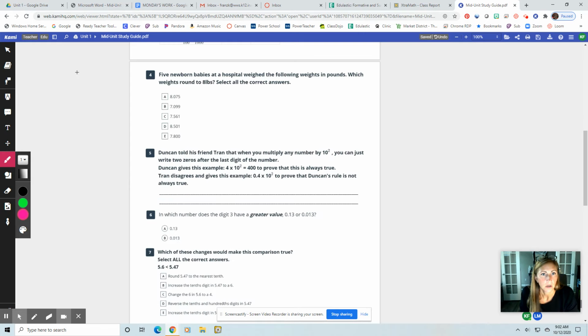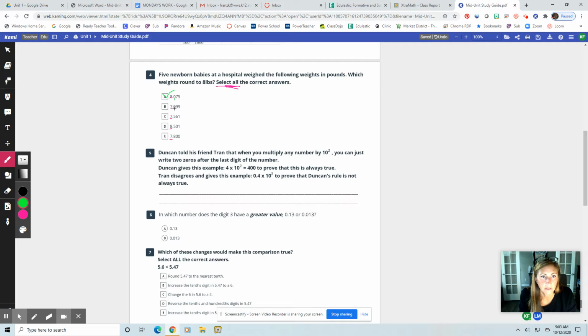Awesome. Okay, what about these? 5 newborn babies at a hospital weighed the following weights in pounds. Which weights round to 8 pounds? Select all that apply. Okay, so it has to round to 8 pounds. Kind of looks like an 81, but pounds is LBS, and I know we've talked about that before. So if it's rounding to 8, we're really rounding it to the nearest ones place and seeing which one would become an 8, right? So looking at this 0, it looks like this one is going to round to 8.